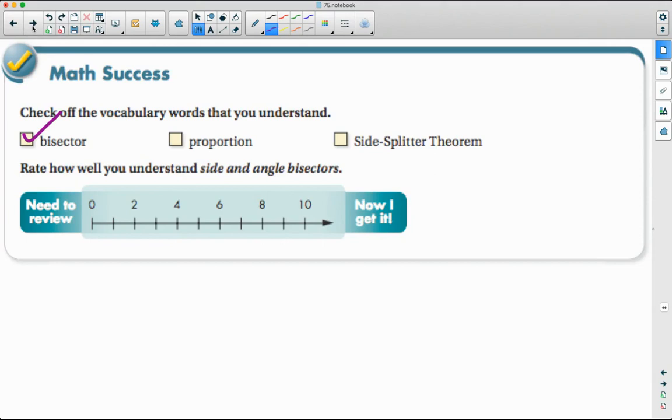Bisector. You know what a bisector is? Cuts into two congruent parts. Proportion. When a ratio equals a ratio, and the side-splitter theorem is going to take the sides of a triangle and split two of them by using parallel lines proportionally. All right, put a dot on the line on how well you understood today's material, and you are now all set to go ahead and work on the assignment. All right, go ahead and do that, and I will see you next time.